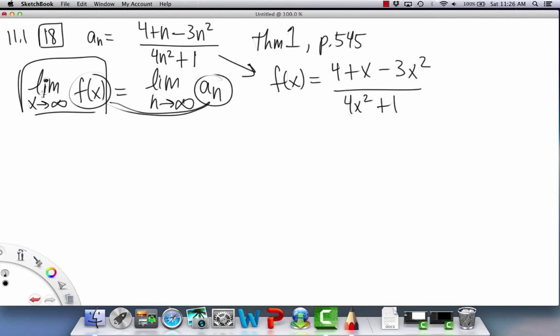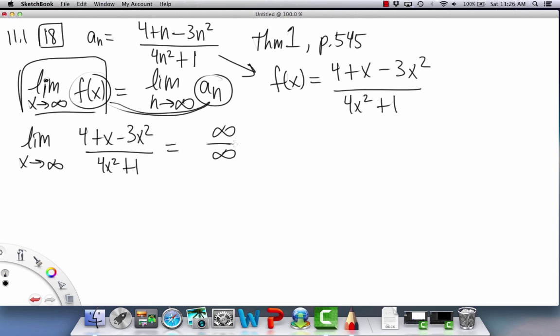So if we set this up into limit form, we're going to plug in our f of x now, which is (4 + x - 3x squared) over (4x squared + 1). If we try to take the limit now, we're going to get infinity over infinity, which is not good. So as we know, we're going to employ L'Hopital's rule, and we're going to take the derivative of the top and then put it over the first derivative of the bottom.